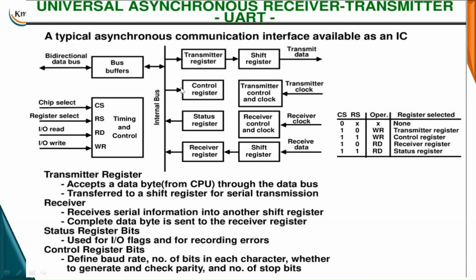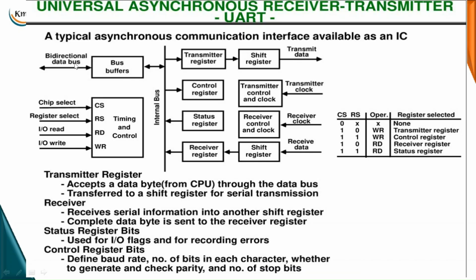The control register holds the baud rate, the number of bits in each character being transmitted, whether to generate the check parity, and the number of stop bits, which is 1 or 2. All the information about the data being transmitted is stored in the control register. And the status register gives the status information about the receiver. If the CPU wants to transmit information to the monitor, it will first look into the status register to see whether the peripheral device is free or not.